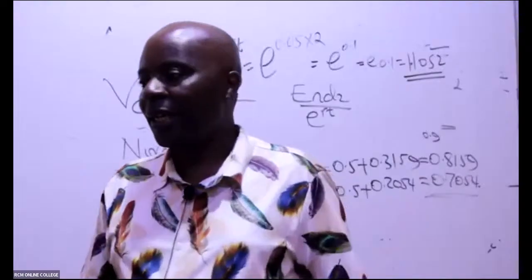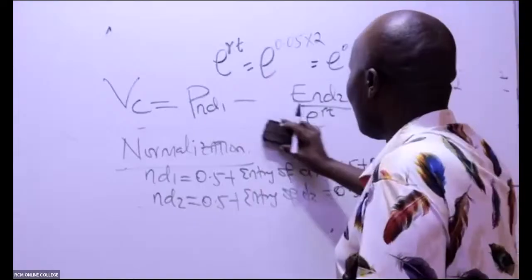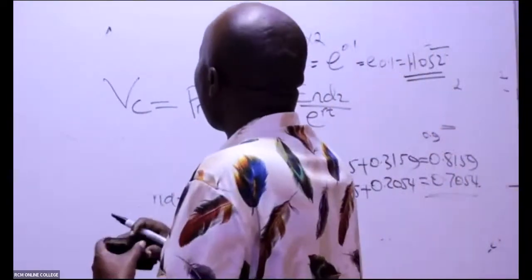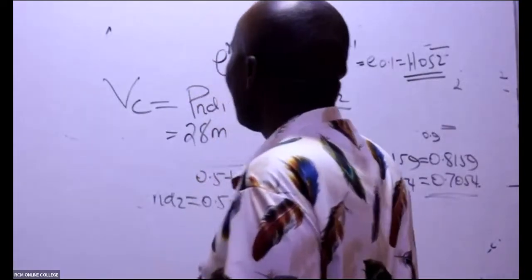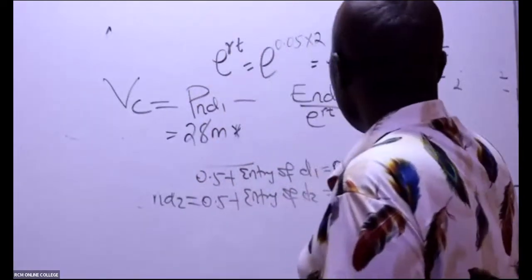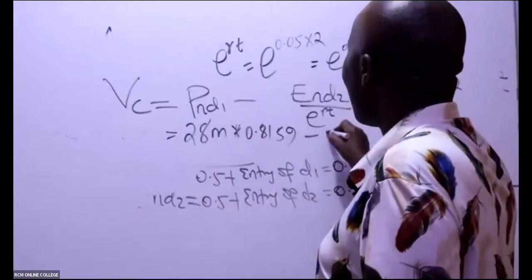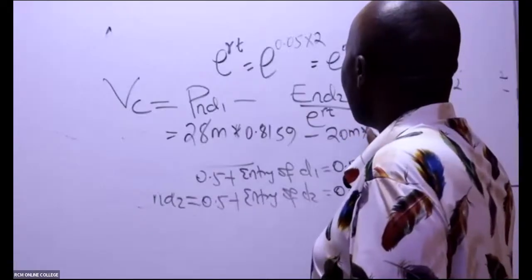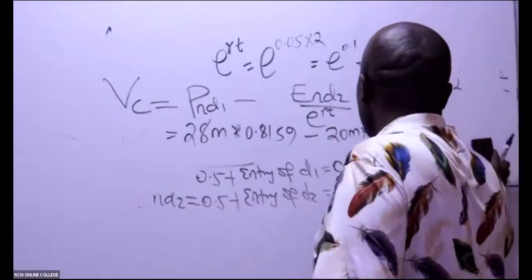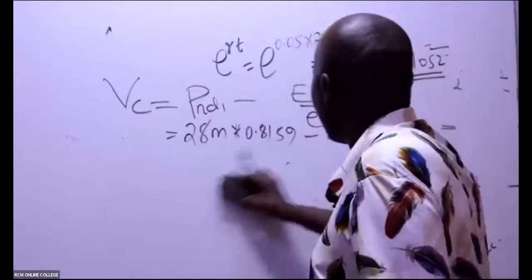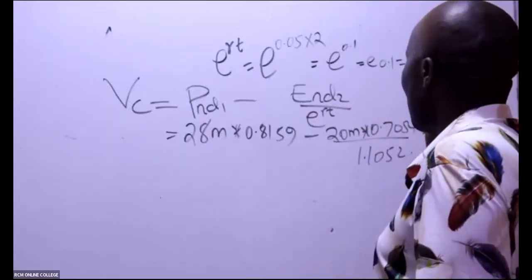So you're getting that. Can you kindly go ahead and give me the value of the call option? Now we have everything. Are you able to remember our P, present value? Was it 28 million? Times N(D1). N(D1) is here, 0.8159. Minus the exercise price, which was 20 million, times N(D2), 0.7054. But now remember, this exercise price is being discounted using this. So you divide this by 1.1052 like that.